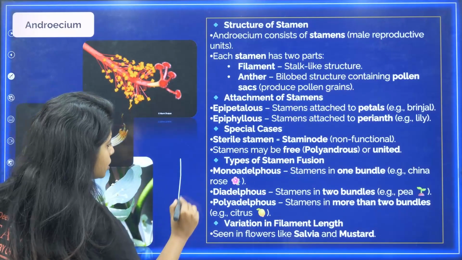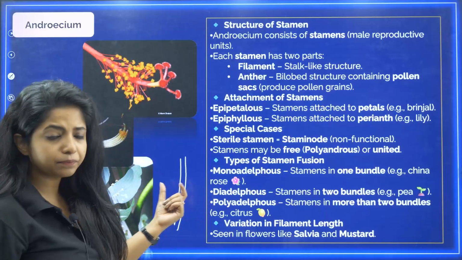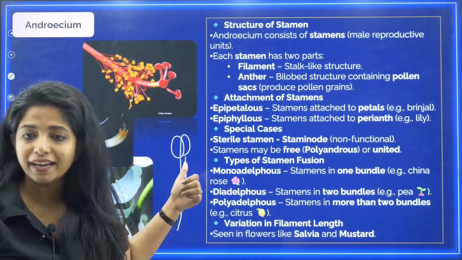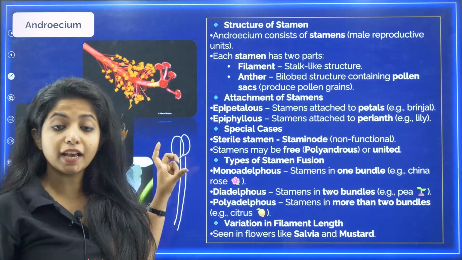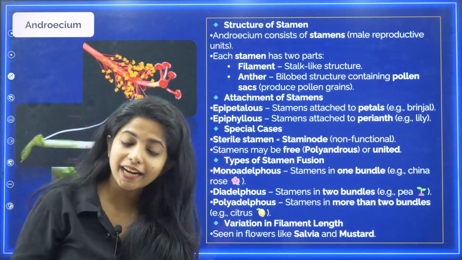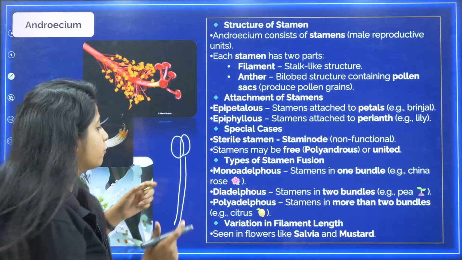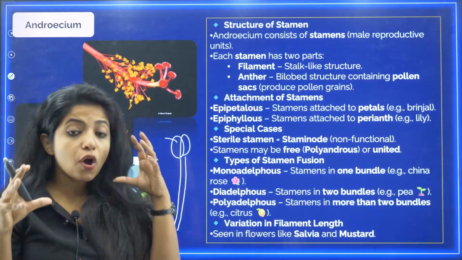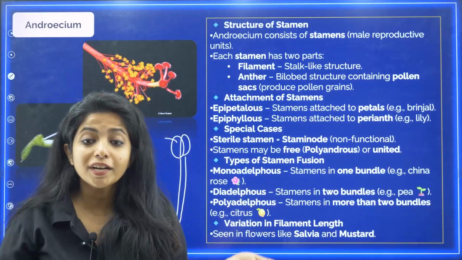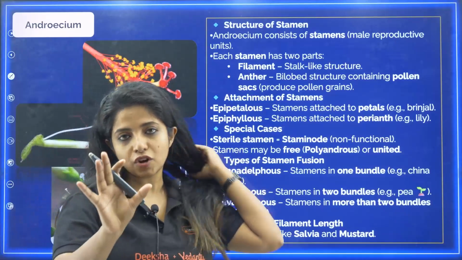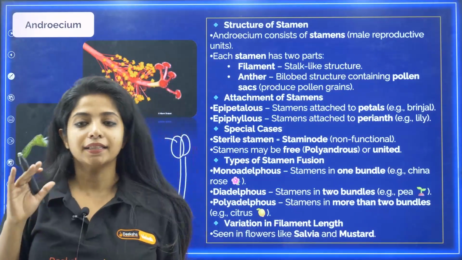Stamen consists of two parts. One is what? The filament, the stalk-like structure, and then you have the anther, which is bilobed, okay. It has two lobes, my dear children, and inside the lobes you have what? Pollen sacs. You have pollen sacs which contain lots of pollen grains, my dear children. And what does the pollen grain contain? It contains the male gamete. Remember, the pollen grain itself is not the male gamete. The pollen grain contains the male gamete.